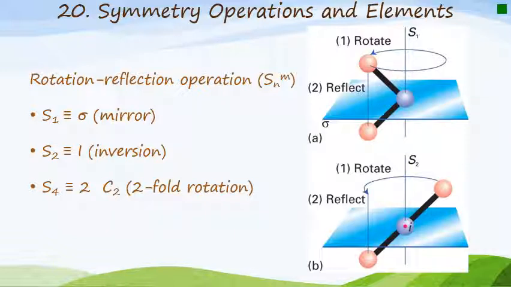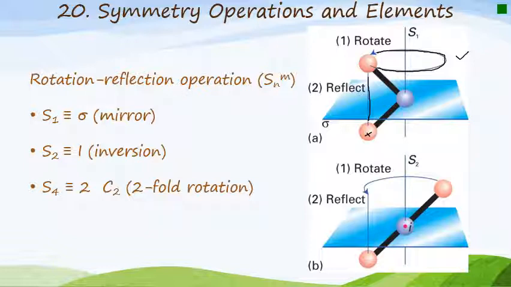Okay, let's have a look at the first one, which is the one at the top here. You can see there's a full 360 degree rotation right about here, and then the reflection across the mirror plane, and we end up with a molecule over here. That shows that it is purely a 360 degree rotation followed by reflection. It's the equivalent of a mirror plane.